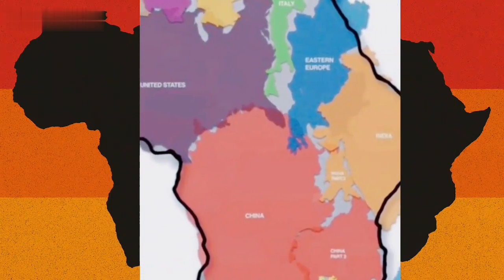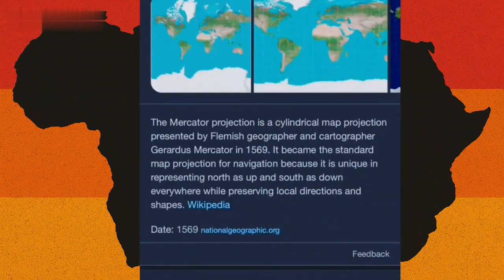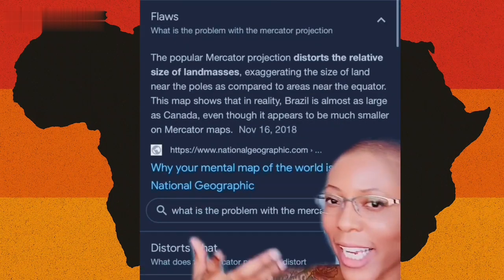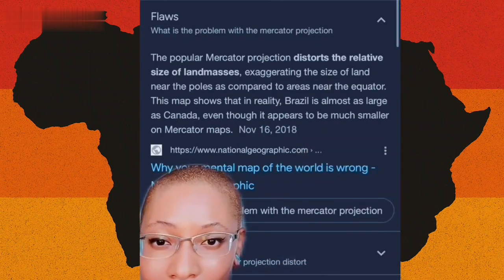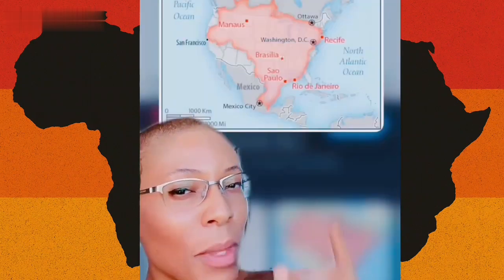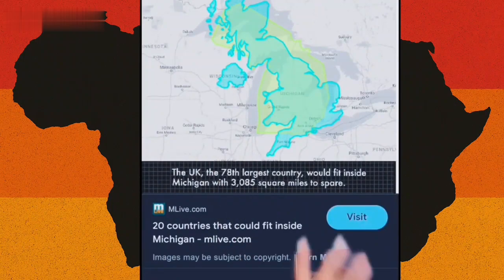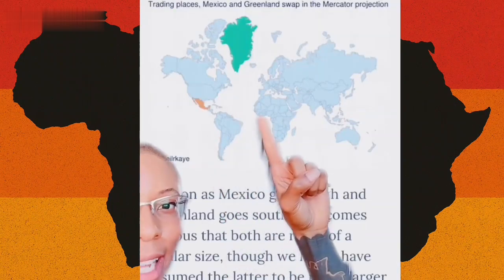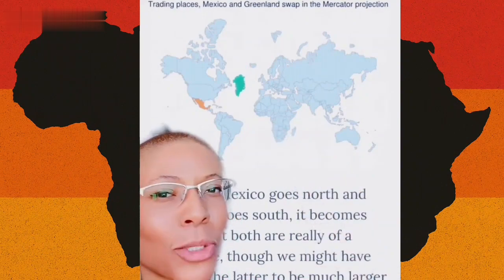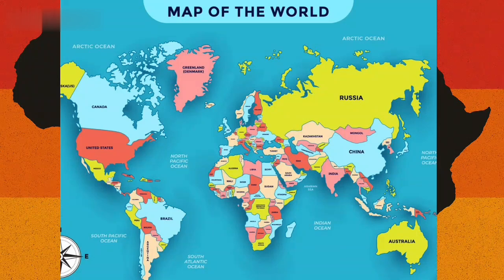Did you know that you can literally fit the United States, China, India, Spain, France, Germany, and the UK all inside of Africa? Probably not, because the map that we're all used to seeing is the Mercator projection, which has a giant flaw of distorting the relative size of land masses due to the Earth's spherical nature. So in reality, Brazil is about the same size as the United States. The United Kingdom can fit inside of Michigan, and Greenland, big Greenland, is actually the size of Mexico. We can fit 2 Russias inside of Africa, but the maps don't make it seem that way, do they?